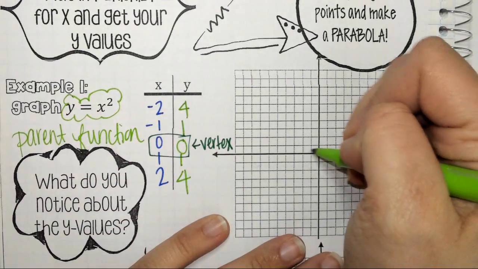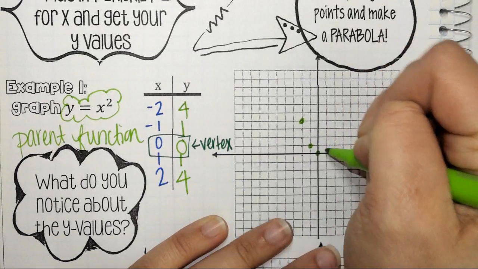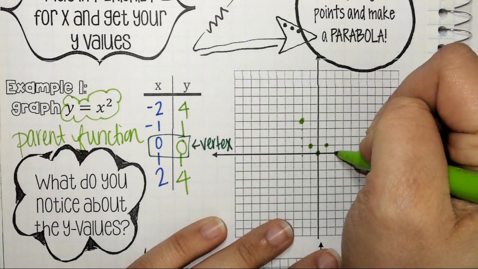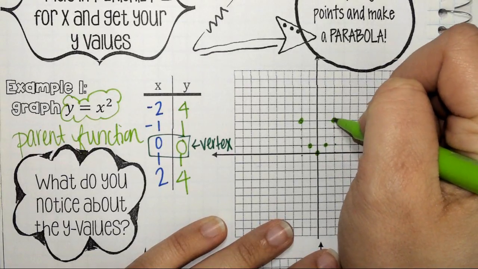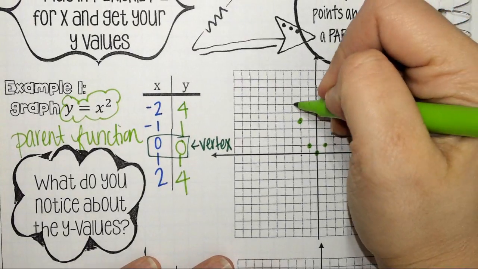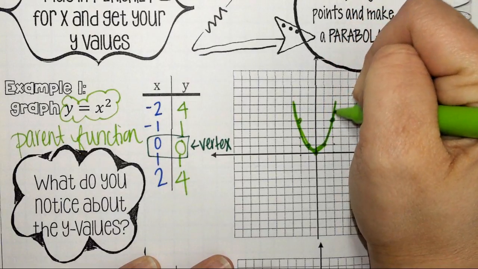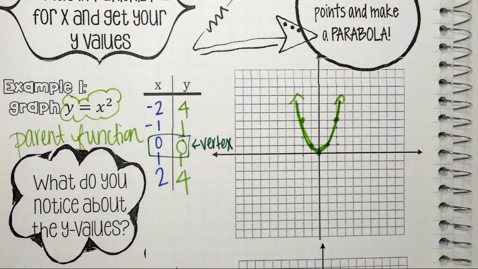All right, so let's plot. You go left 2, up 4. Left 1, up 1. 0, 0. Right 1, up 1. Right 2, up 4. And a quadratic always makes a U, not a V. It is very important you know that. A V is an absolute value function. It's a U, not a V. Does everybody understand?